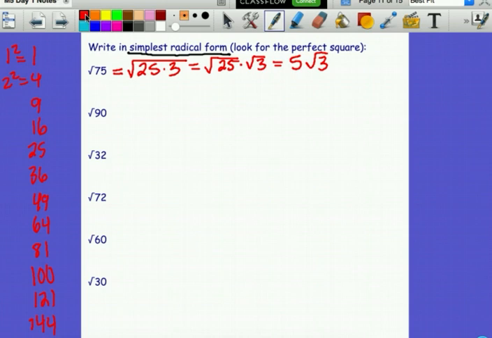Now a good way to check yourself is to type into your calculator the square root of 75 and see what you get.